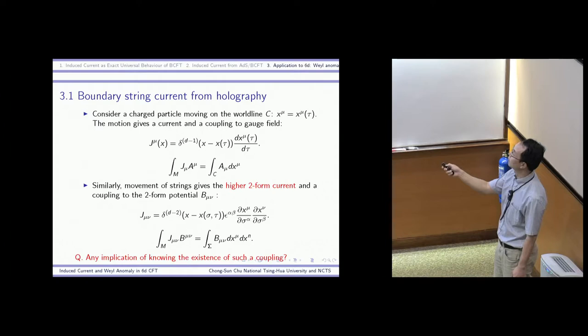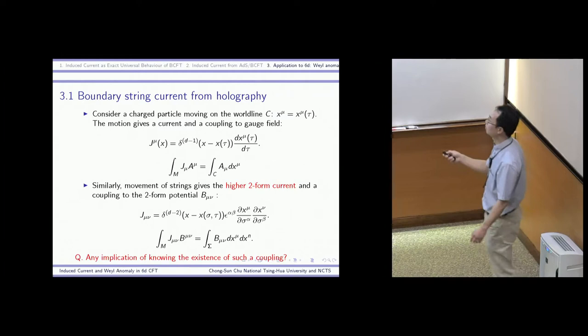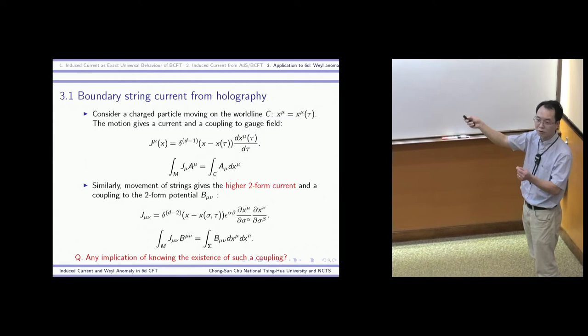For a string, you have the Weyl sheet, so you have a two-form current, the two-form current coupled to the B field, and that's the standard minimal coupling of the Weyl sheet to the B field. So these are standard. So the question I want to ask is, are there any implications of knowing this coupling? So we know already, knowing this J A coupling allows us to make a connection with the Weyl anomaly. And here it's the same.